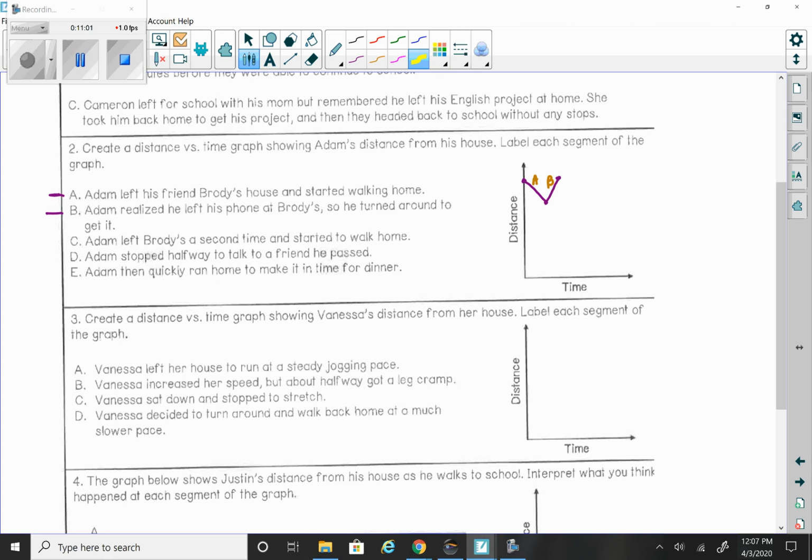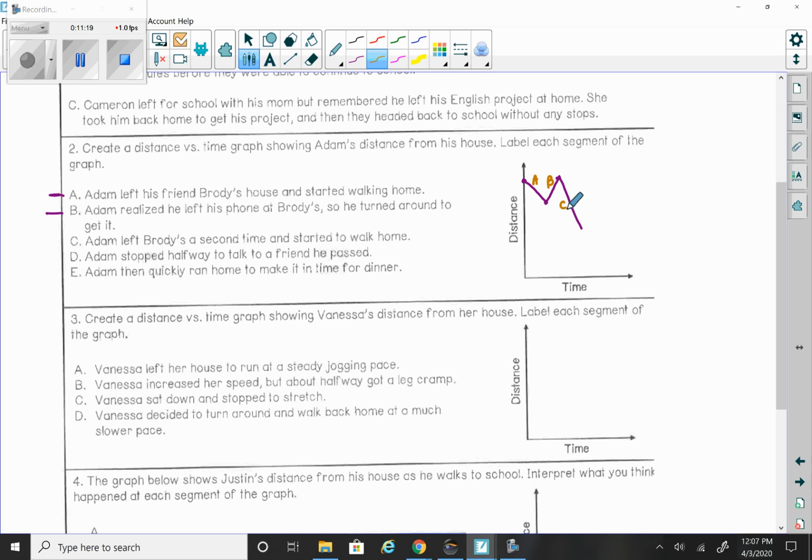So again, here's Brody's house. Here's his house. He's going to be stopping halfway. I'm thinking about where halfway is going to be on my graph. So he's going to be walking home and stopping kind of at the halfway point. So here he is walking to his house. That's going to be letter C of our description.